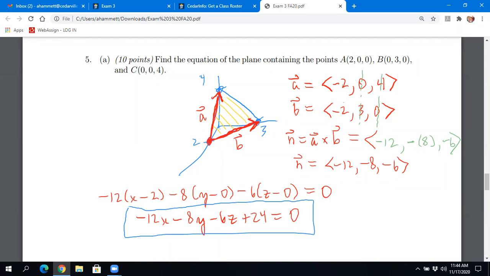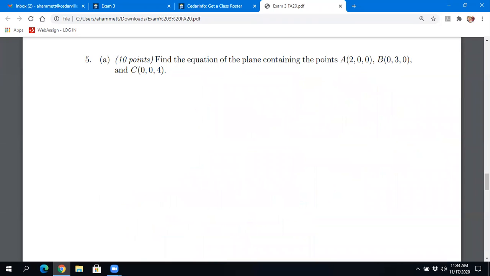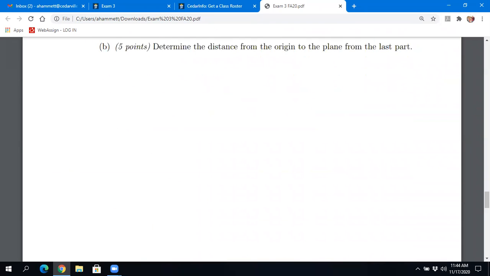All right, and then I asked you something about distance between a point and the plane. And we had a nice formula for that. Any questions on that before we get down to that? Any questions? Okay. You would determine the distance from the origin to the plane from the last part. Remember, the equation of the plane was -12x minus 8y minus 6z plus 24 equals 0.